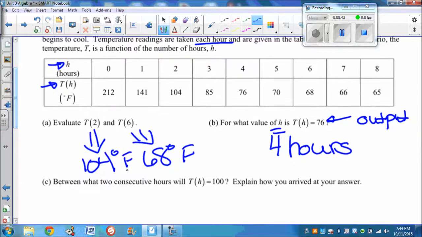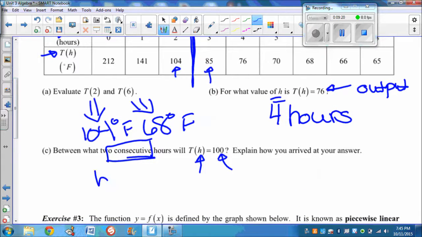It says between what 2 consecutive hours, we talked about what consecutive means, 2 hours that follow each other, will T of H equal 100? Meaning we are looking for the input, given an output of 100. So when I look at my temperature range, I have 104 there at 2 hours, and then at 3 hours I had 85 degrees Fahrenheit. So somewhere in between 2 and 3 hours, the temperature of that water is going to be 100 degrees.